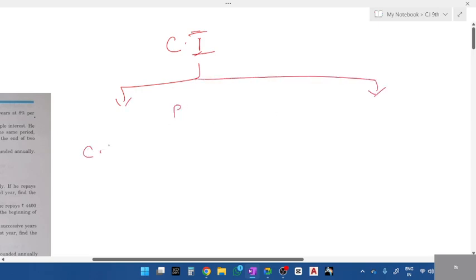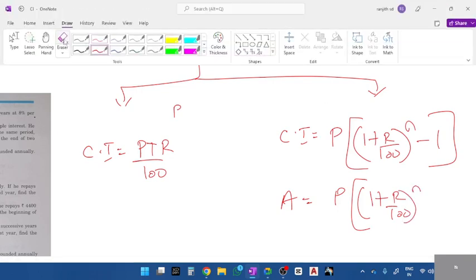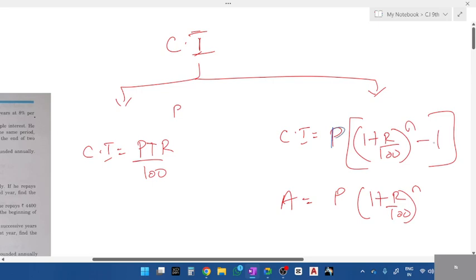Principal. What is the compound interest formula, students? Compound interest is equals to P into, yes, tell me, 1 plus R by 100 to the whole power n, minus 1. Okay, and amount is equals to what? Amount is equals to P into 1 plus R by 100 the whole power n. That's it. For amount it is just like this, and if you want to find compound interest directly, minus 1. Make a note of these two formulas.